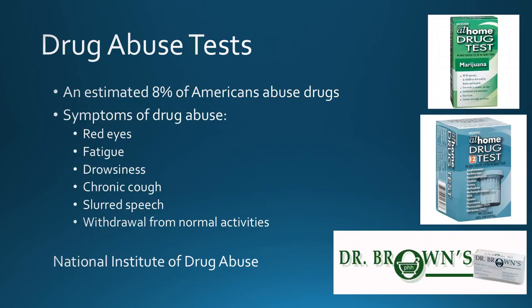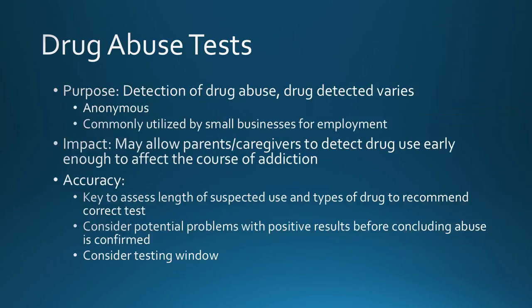Symptoms of drug abuse are listed here. It can include red eyes, fatigue, drowsiness, chronic cough, and slurred speech, and then withdrawal from normal activities. And these can present as a singular symptom. You can have a mix of symptoms. It just depends on what the patient is abusing and that patient's specific tolerance level. But the National Institute of Drug Abuse does have a website where they maintain a list of drug abuse tests and what type of test you'd want to consider based on the suspected drug of abuse.